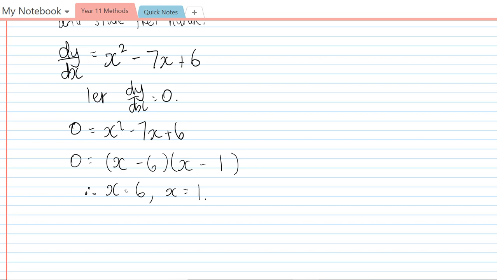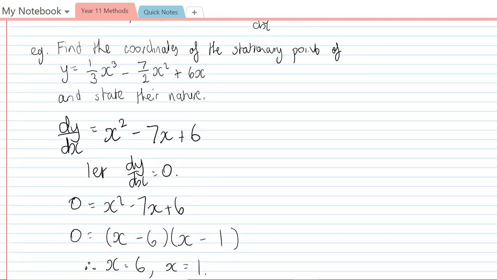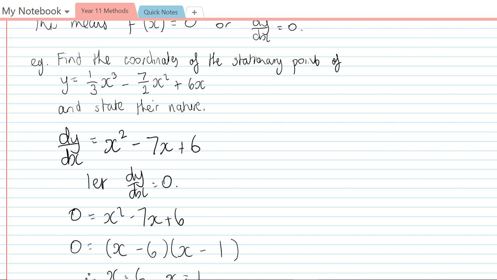So I have these 2 points where the gradient is 0. And if I go back to the original function, y equals 1/3 x cubed minus 7/2 x squared plus 6x, I can get an idea of what the graph of this might look like. I'm only going to do it really roughly. But it's a positive cubic. A positive cubic goes like that. It doesn't really matter where the points are or anything like that. All I need to know is the shape of it.